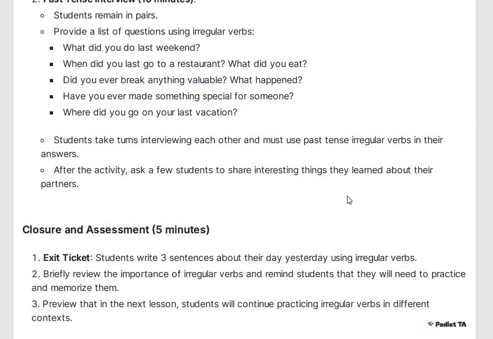Closure and assessment 5 minutes. Exit ticket. Students write 3 sentences about their day yesterday using irregular verbs. Briefly review the importance of irregular verbs and remind students that they will need the practice and to memorize them. Preview that in the next lesson, students will continue practicing irregular verbs in different contexts.